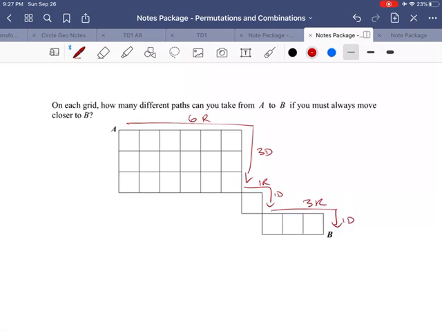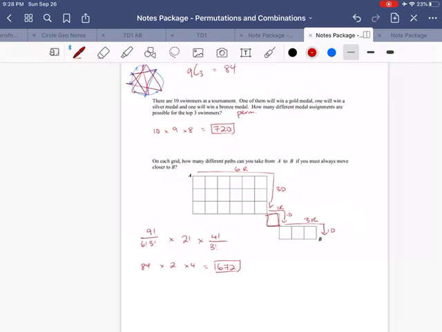So for the first one, we're making 9 moves. So you do the 9 factorial, and then you divide it by the repetition. So 6 factorial, 3 factorial. The second part, there's just 2 ways. You're either going there or there. So 2 factorial. And the last one, we're making 4 moves, so 4 factorial in total, divided by 3 factorial, and I guess you could do 1 factorial, but it's redundant. So this calculates out to 84 times 2 times 4, and that gives us 672 different pathways.